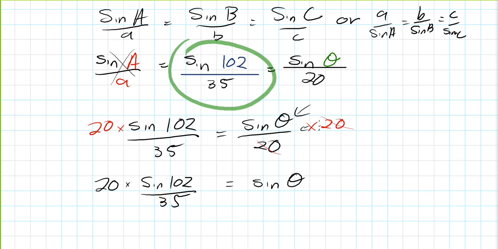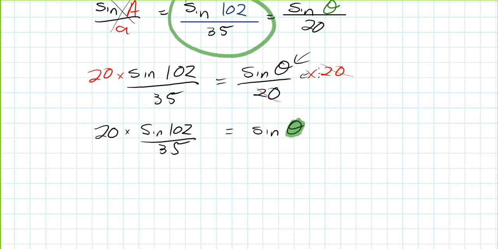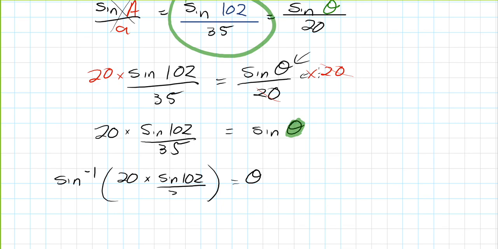And then I still want to get theta by itself. That's the goal here. To move sine to the other side, we use the inverse. So we end up with theta is equal to sine inverse of, and all of this has to be calculated beforehand, 20 times sine 102 divided by 35. So now we can just plug this into a calculator.